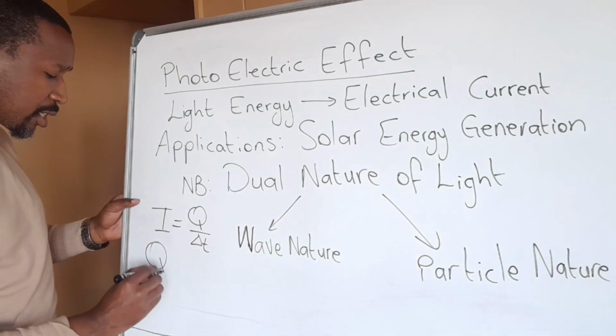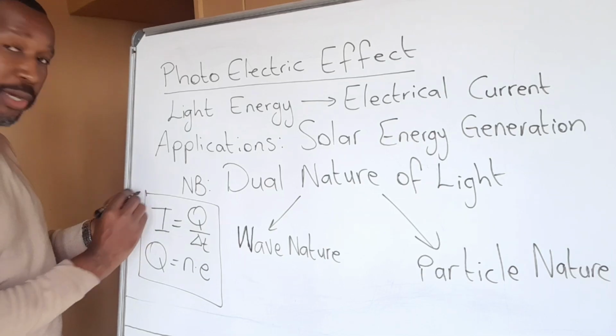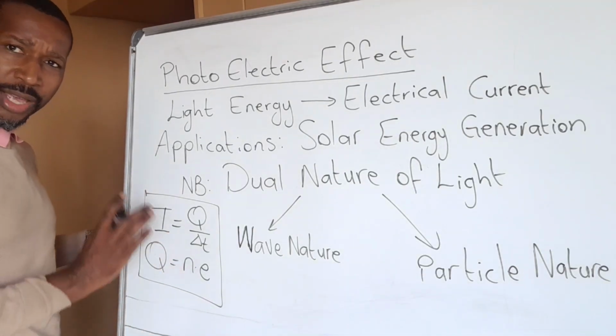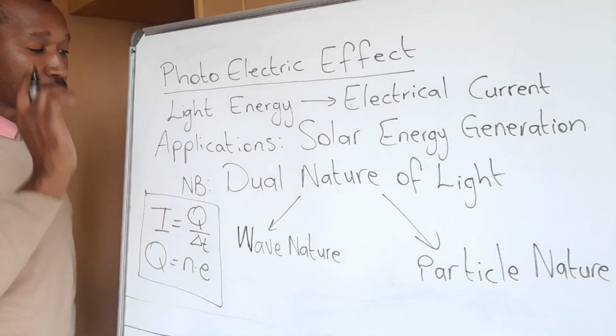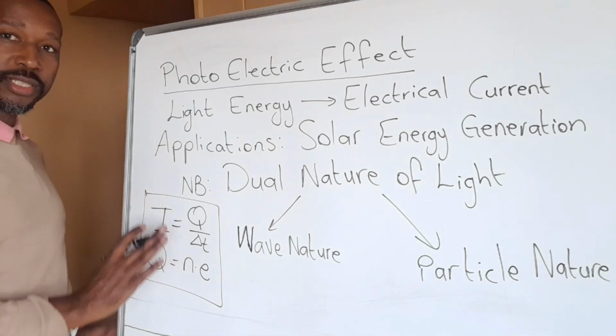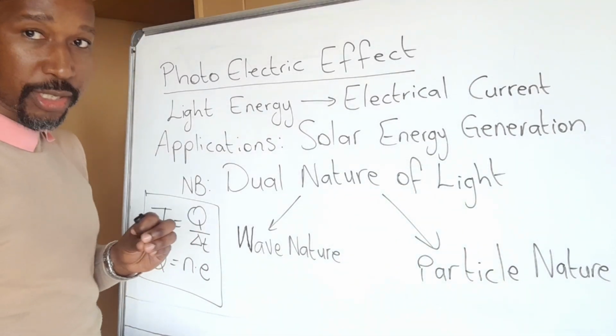But charge is actually the number of electrons present times the charge per electron. So this is prerequisite. We have it in electrostatics as well as electric circuits. So please do take note that this is important. This is why these topics came before this one. Now, let's go into this issue.